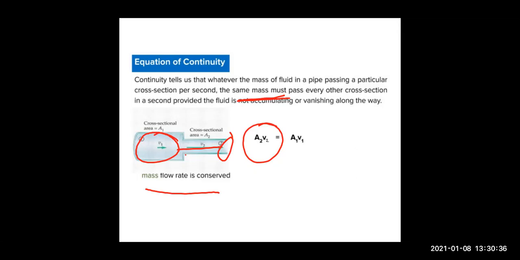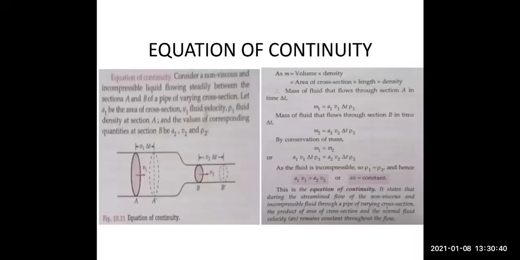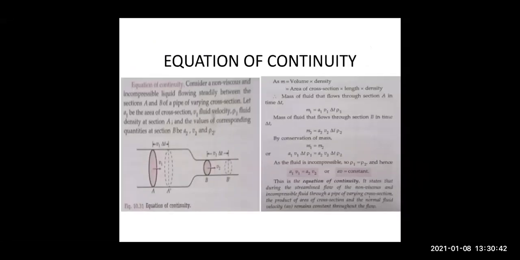Okay, children. So this is your equation of continuity, and let us derive it. Here you have a non-viscous and incompressible liquid. It is moving steadily through a pipe, and the cross-sectional area of the pipe over here is A. And here we have reduced the cross-sectional area. We have made it smaller, that is B.